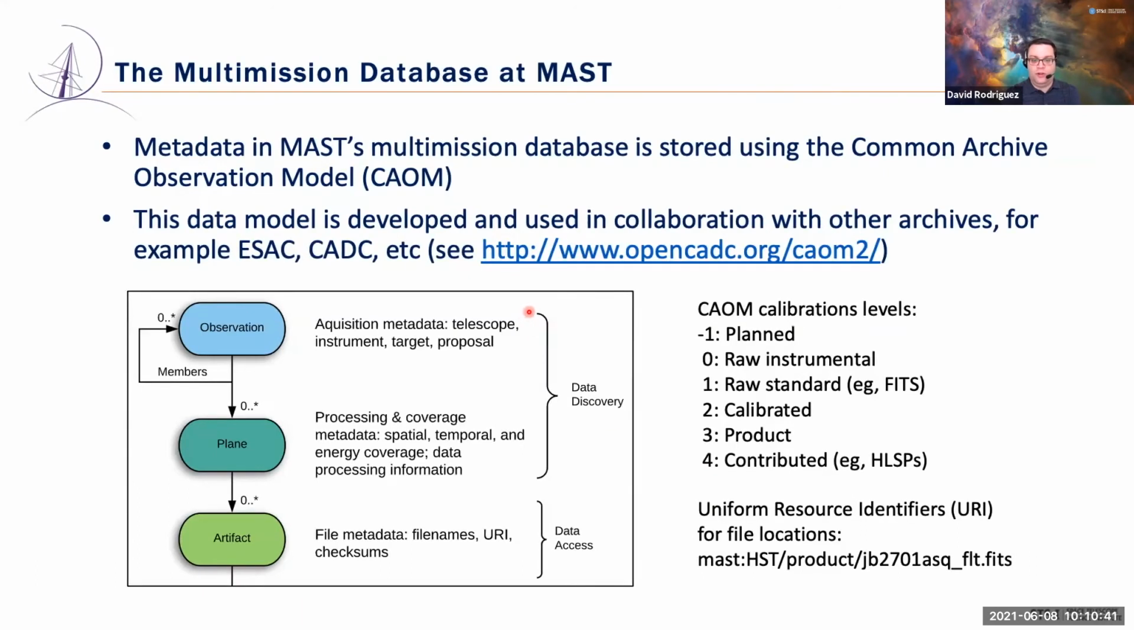So in general, these first two things, observations and planes, they allow you to do data discovery, right? With the instruments and the location on the sky, you can find observations. Once you want to access the data, you would use the artifact information to get basically file locations, file names, and things of that nature. So data discovery and data access. That's how I would split these apart.